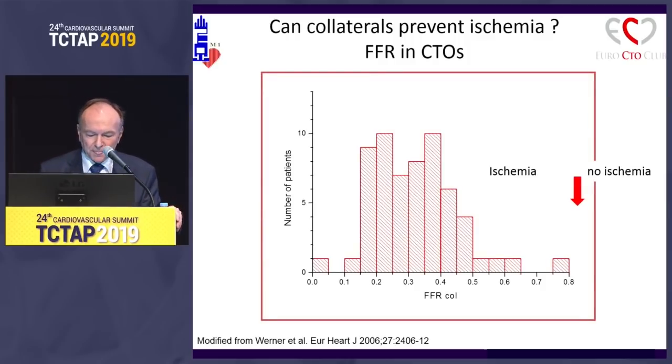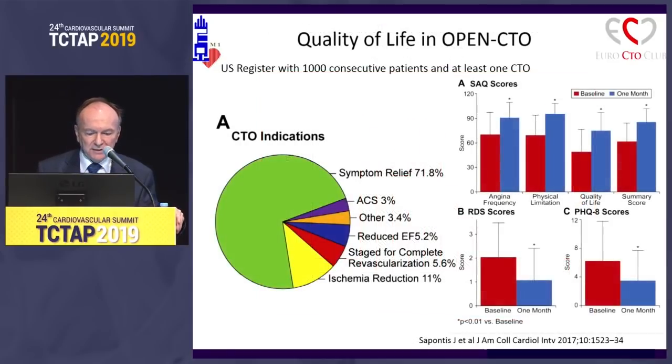Goalkeeper is boring, because his collaterals are not good enough. This is an anecdotal idea of many protagonists of conservative medical treatment for CTOs, because they have collaterals. But we have shown many years ago that when we did measure FFR distal to a CTO, there is actually no protection by collaterals under the ischemic condition. And indeed, we see an improvement of quality of life.